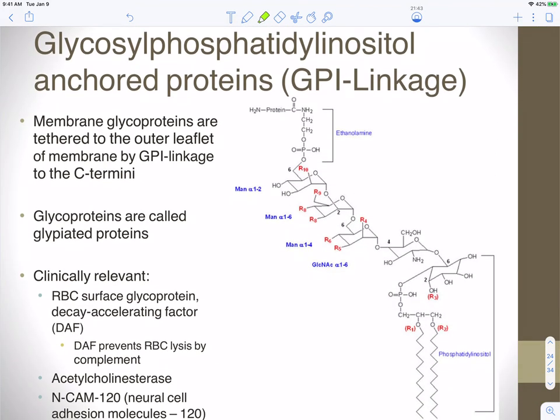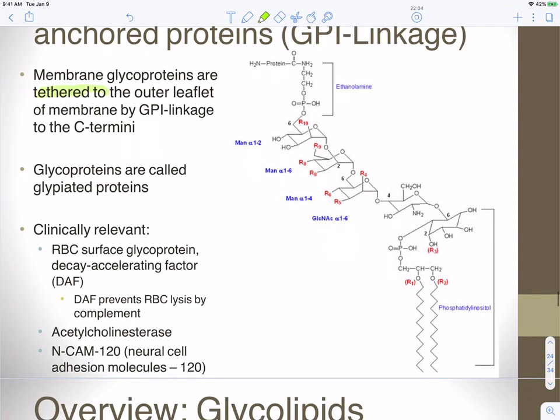So GPI linkages, or glycosyl phosphatidyl inositol anchored proteins, are going to be important for tethering glycoproteins to the outer leaflet of the membrane. The GPI linkages are going to be at the C-terminus of the glycoproteins. Red blood cell surface glycoproteins, such as decay accelerating factor, are important because they help to protect your red blood cell from things like complement. Acetylcholinesterase and neural cell adhesion molecule 120 are also GPI anchored proteins. Now the glycoproteins that are anchored by GPI are glypiated proteins.